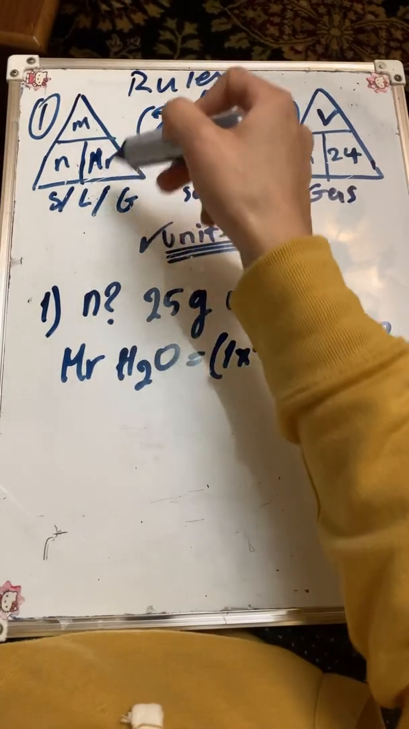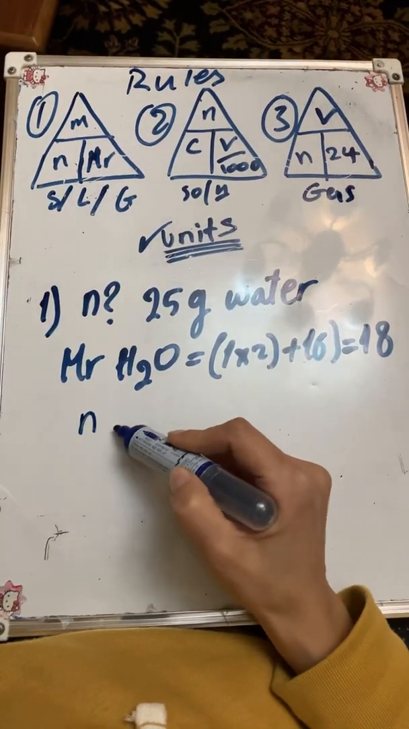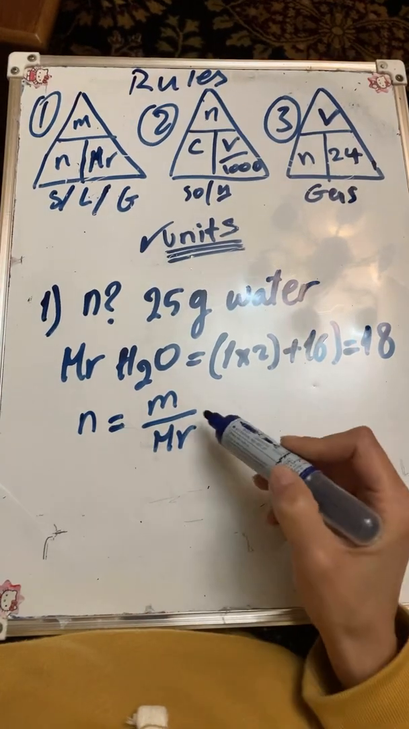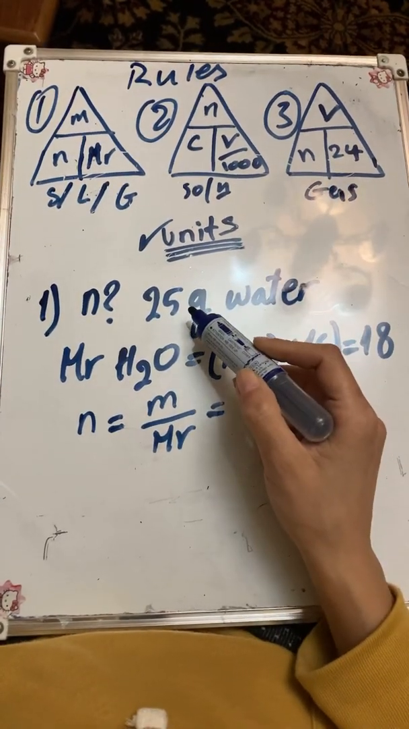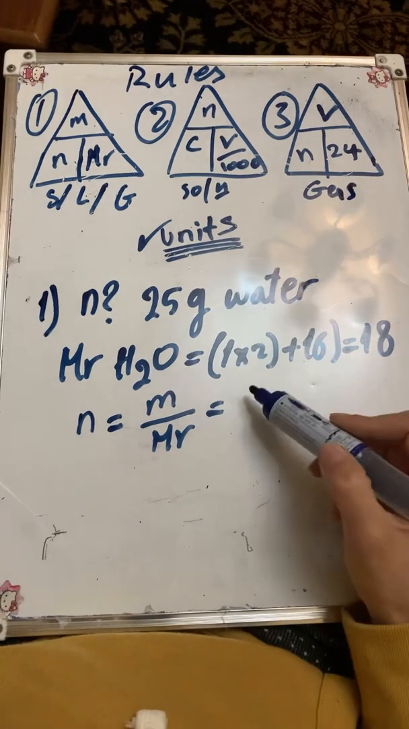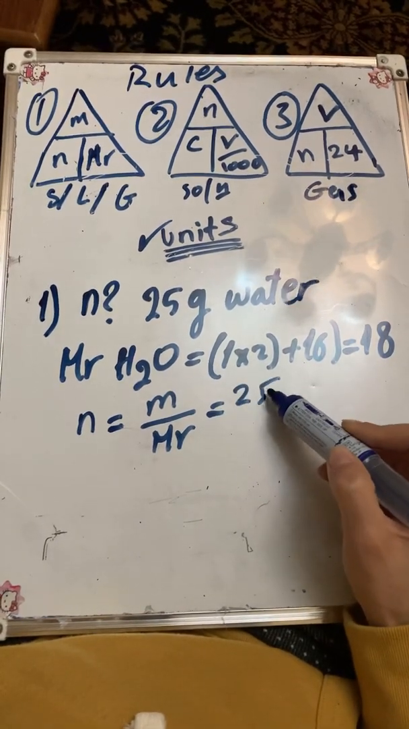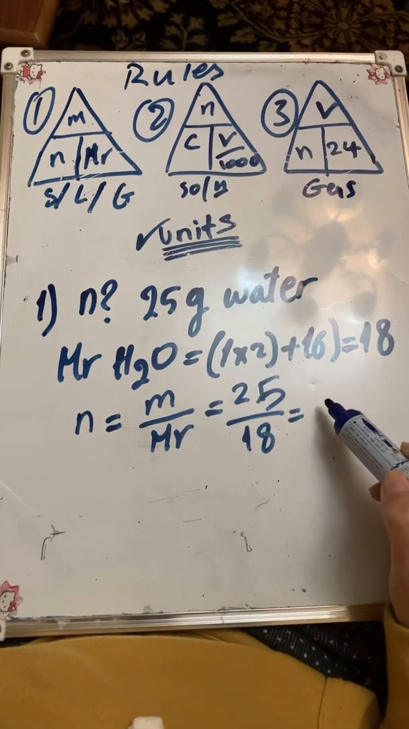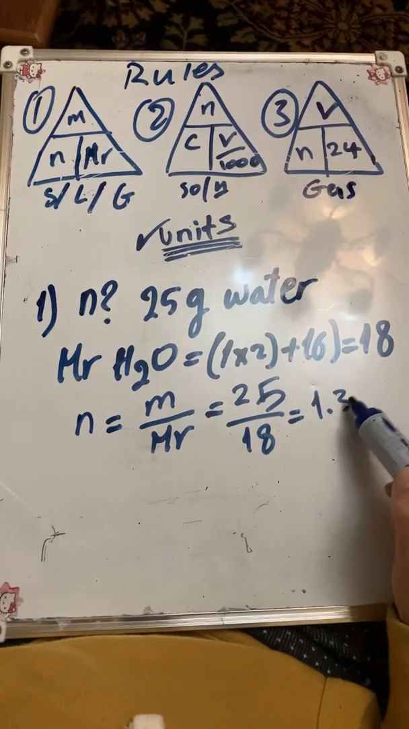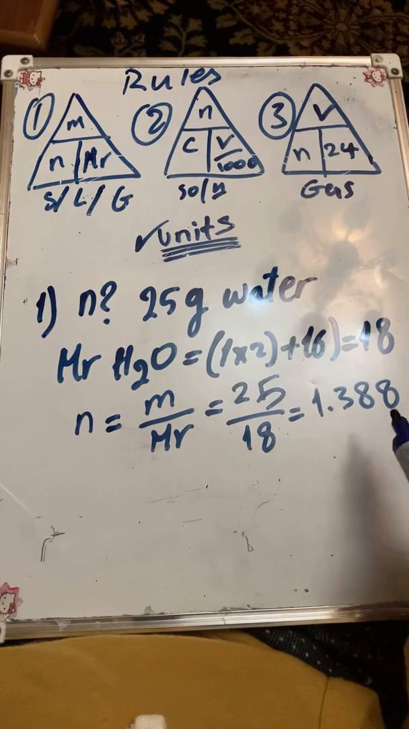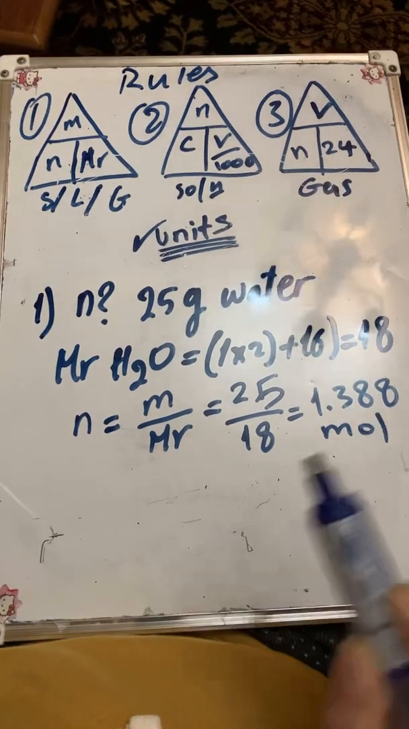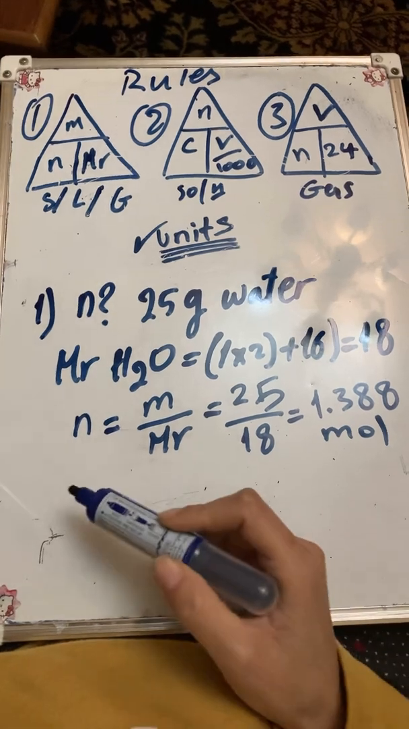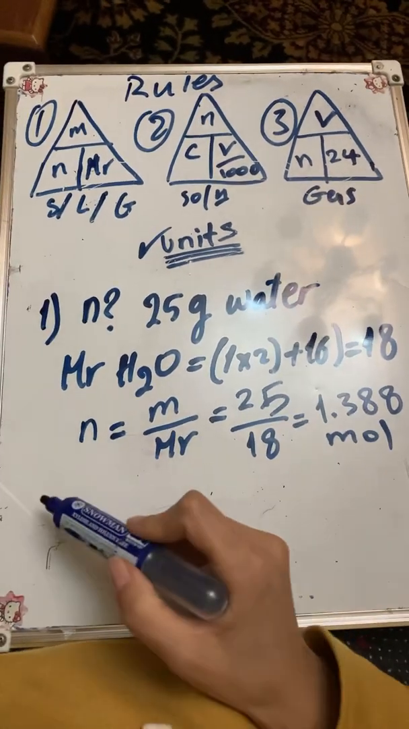So if I apply rule number 1, moles equals mass over MR. Now I have the mass given in the question. I just calculated the MR from the periodic table, so it's 25 divided by 18, which is 1.388 moles. This is question number 1. Let's move to question number 2.